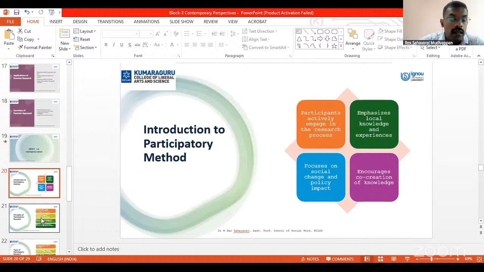Okay, and there are various ways you do it, right? When you say participatory method, it means very clearly that your respondents are participating actively in the research process of data collection. Right? So any doubt?